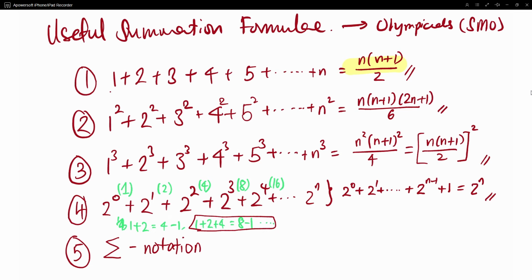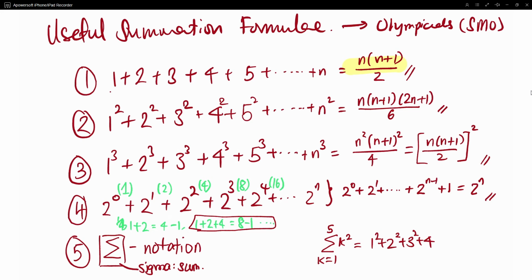And let's look at, this is not really a formula, but it's just a notation that SMO likes to use, also used in topics like calculus. This symbol here is called sigma. It's meant to represent the sum. So when you see this, say I have k squared and the bottom is k equals 1 to 5, this basically means 1 squared plus 2 squared plus 3 squared plus 4 squared plus 5 squared. So it's the sum of this whole thing. That's what the notation means.